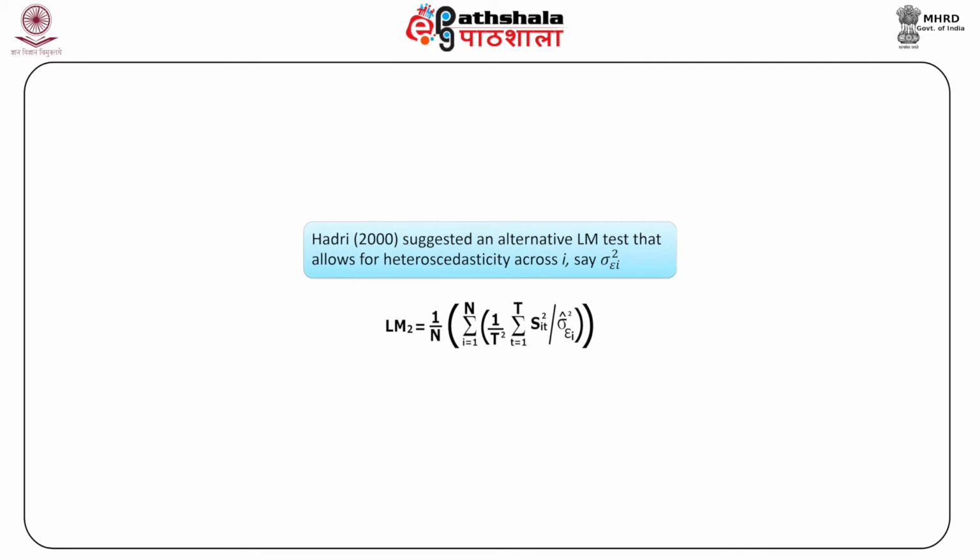Hadri in 2000 suggested an alternative LM test that allows for heteroscedasticity across i, say σ_εi². LM2 = (1/N) [Σ_{i=1}^{N} [(1/T²) Σ_{t=1}^{T} S_it² / σ̂_εi²]].